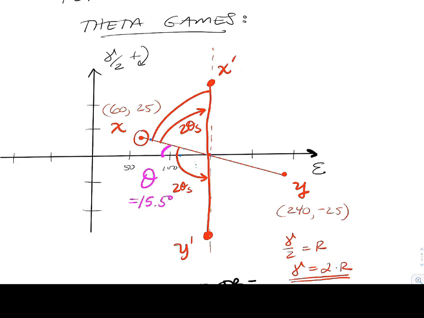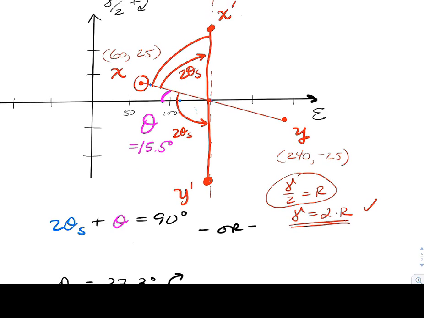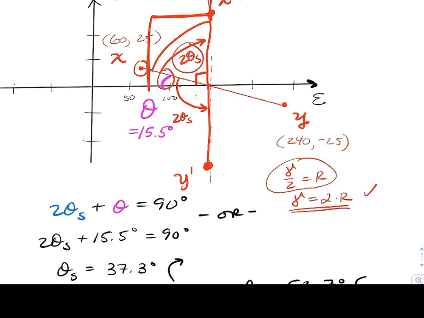So there's our initial strains. Gamma over 2 is equal to r, so gamma is equal to 2 times r. That will be the value that we put on the rotated strain state. So let's look at our theta games down here. 2 theta s plus the pink theta is going to equal 90 degrees. So that would be that one right there. There's 2 theta s, there's the pink theta, in total 90 degrees. Go ahead and solve that. We get our answer in the clockwise direction.